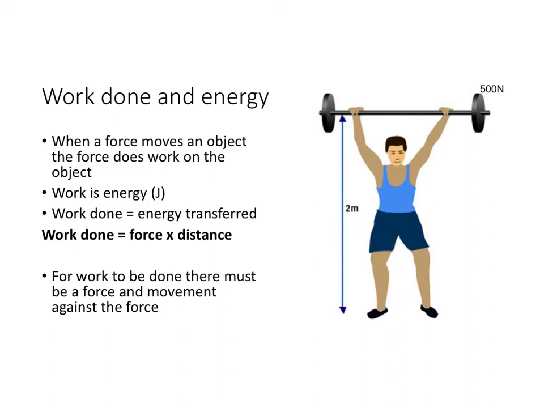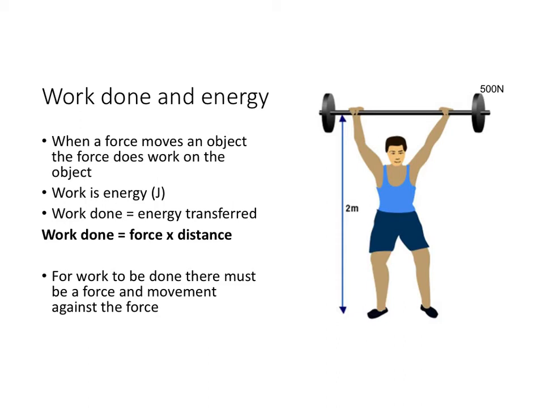Work done and energy. When a force moves an object, the force does work on the object. Work is energy. So when we ask about the energy that's used to lift this barbell, for instance, we know the distance and we know the weight. This weightlifter has done work on this bar to move it above their head. We can calculate that. Work done equals force times distance. We need to know the units for this.